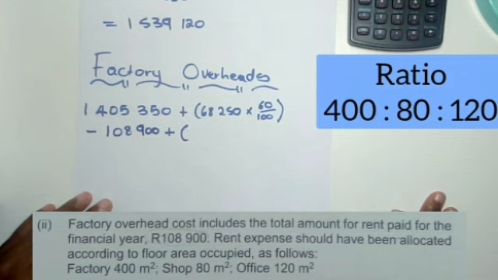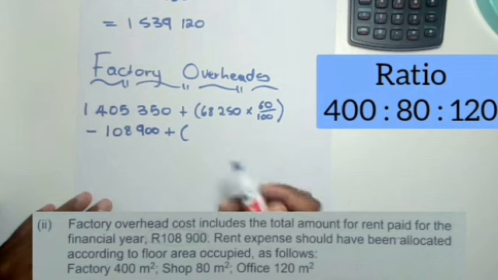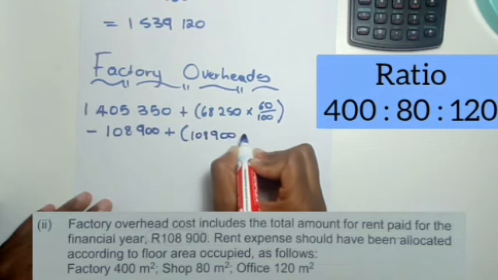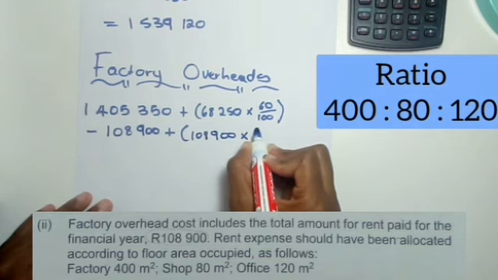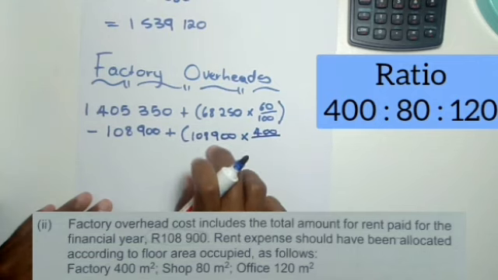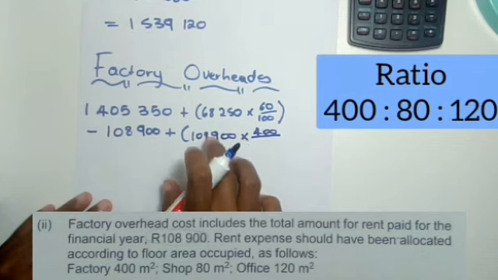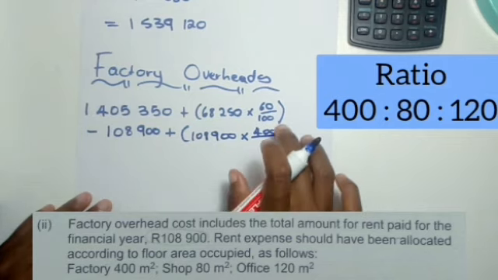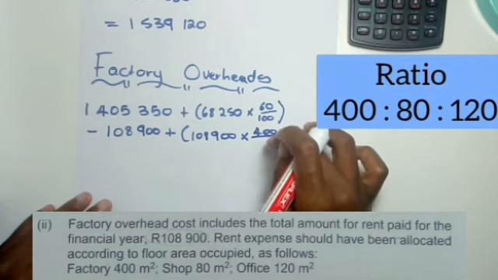So using our ratio of 400 is to 80 is to 120, we are going to look at the portion that belongs to the factory. The portion that belongs to the factory is 400. So out of the 108,900, what we were interested in was the portion that belongs to the factory alone, which is the 400. This amount represents all of those spaces, meaning the factory and the shop and the office. So that means that in this amount we have all of those 3 spaces. So we are going to say I'm only looking for the 400 out of everything.